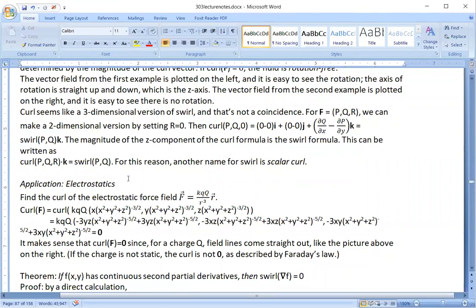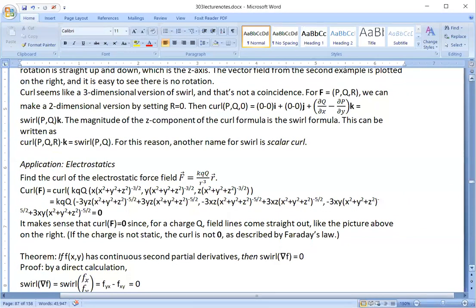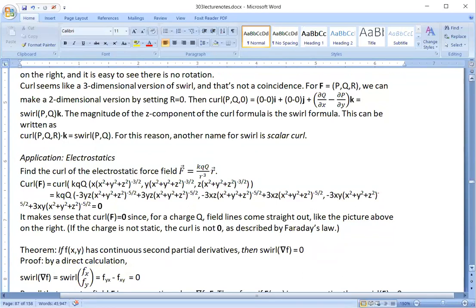So we're going to prove it, and this calculation will be the shortest proof you've ever seen. Swirl of the gradient of f. So the gradient of f we know is just df/dx, df/dy. Take the swirl of that. Well, what is the swirl? It's d/dx of Q minus d/dy of P. So that's just, written in shorthand notation, f_yx minus f_xy. But we know that as long as second partial derivatives are continuous, you can switch the order of differentiation. So those two things are the same, so the difference is just 0. So there's our first fact. For a function of two variables, swirl of the gradient of f equals 0.